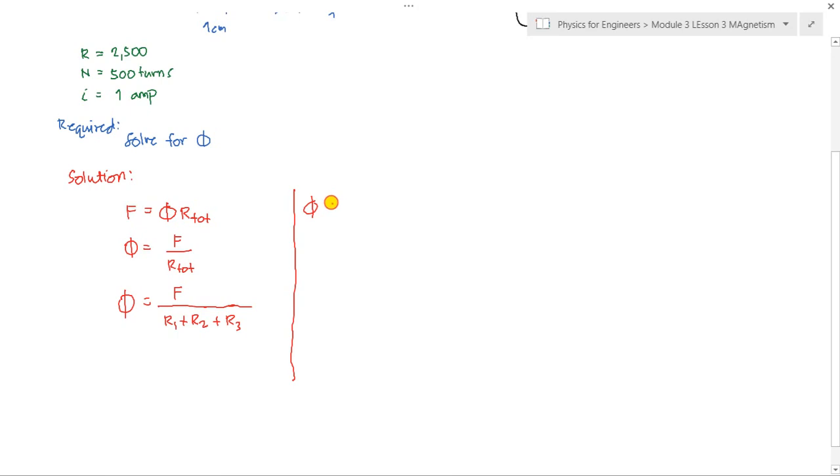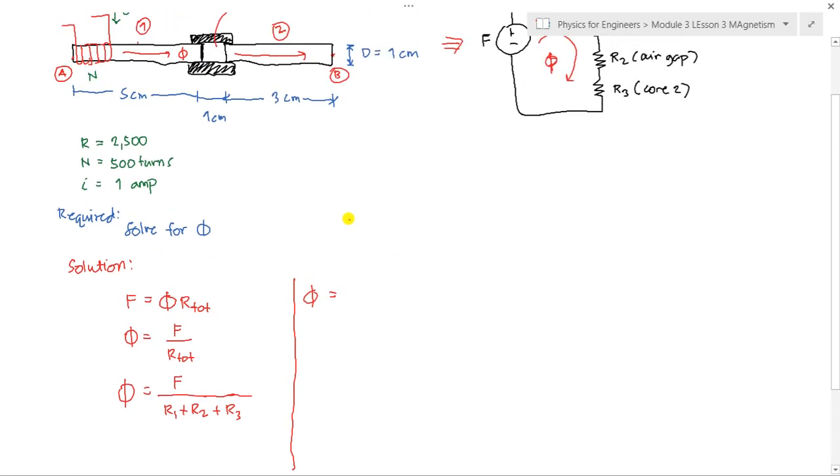So here, we all know phi is equal to F over R. What is the formula for the driving magnetic force F? N times current, right? Okay, correct. So that is Ni divided by the reluctance. Again, the formula for reluctance, which we derived earlier, is R equals the length all over the relative permeability of that core multiplied by the area.